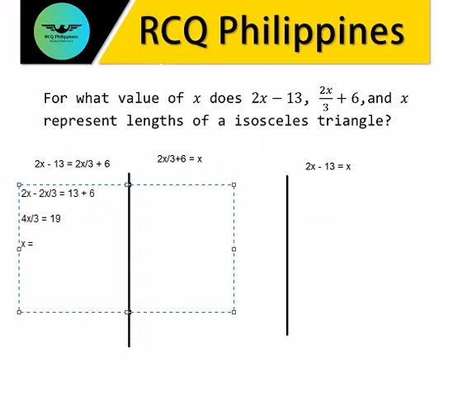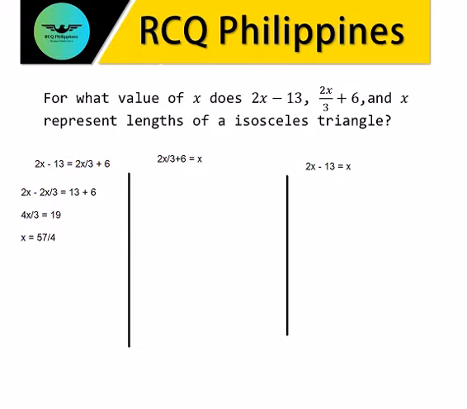So we get x equal to 57 over 4. So we input this number into the three expressions, and we get the three lengths. That should be 31 over 2, 31 over 2, and 57 over 4.